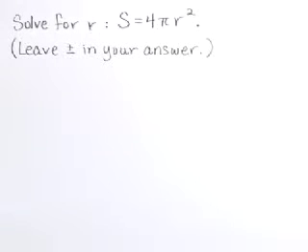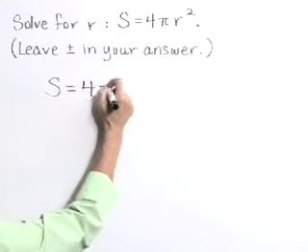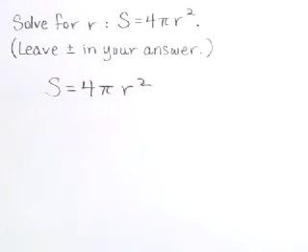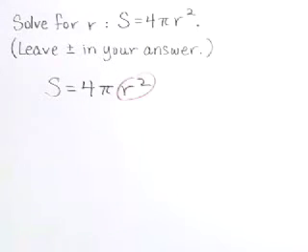Solve for r in the equation s is equal to 4 pi r squared. Leave plus or minus in your answer. Let's just rewrite that equation, s equals 4 pi r squared. Notice that we want to solve for r. So here's what we'd wish to isolate by itself.